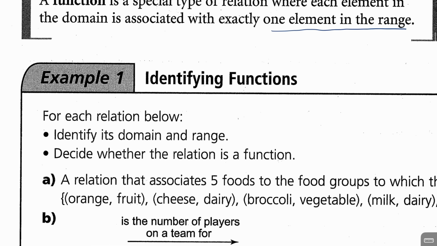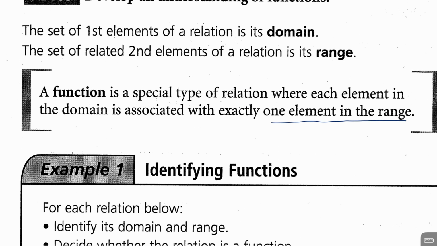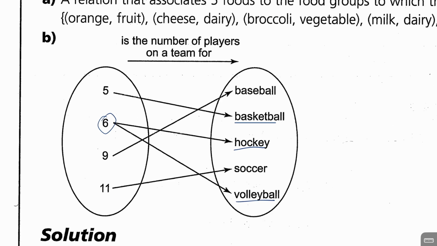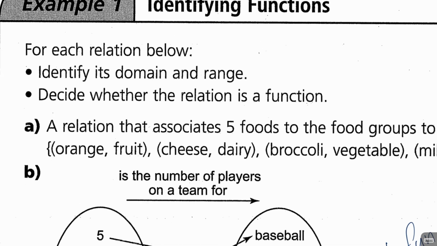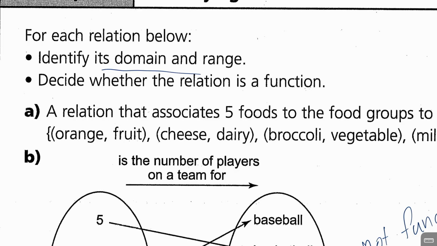So as per the definition of function, a function is a special type of relation where the elements of the domain are associated with exactly one element in the range. But here 6 is associated to 2 elements in the range, okay, which means this is not a function. So go to example number 1. Your first task is to identify the domain and range.